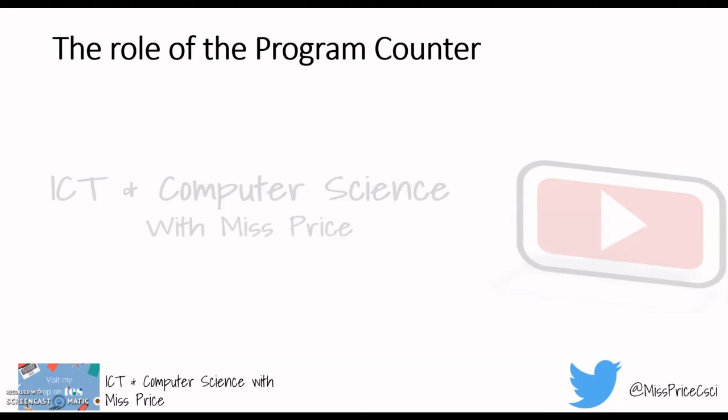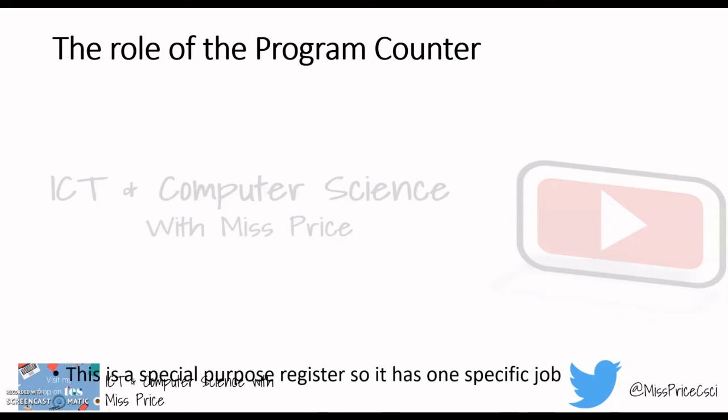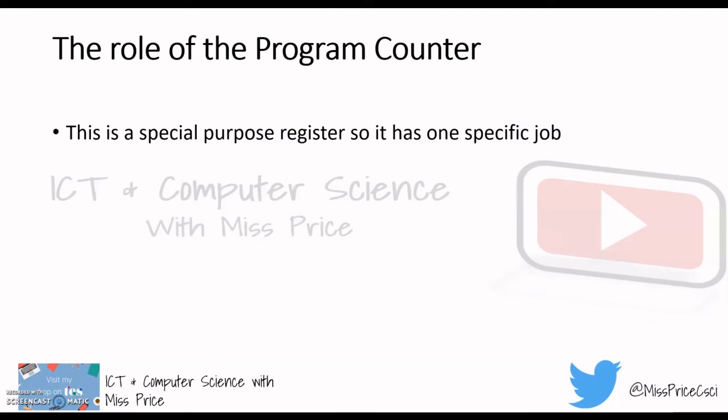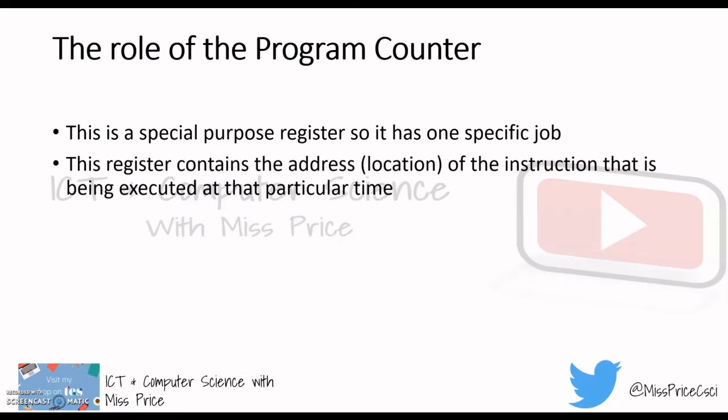So for example, when you were a baby, before you could learn to walk, you crawled. Before you could run, you learnt to walk. So your brain has to store these instructions somewhere. Now, this is the role of the program counter. It's a special purpose register and it has one specific job, and that's when the register has a location of the instruction. So something's been registered, something's happening, that instruction has to go somewhere, and it has to be executed at that particular time.